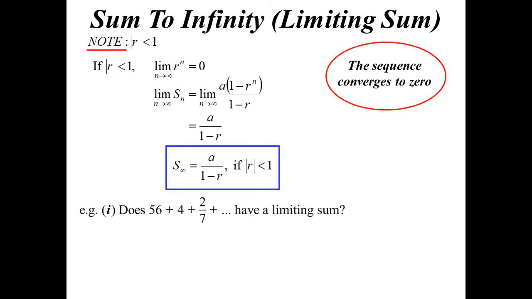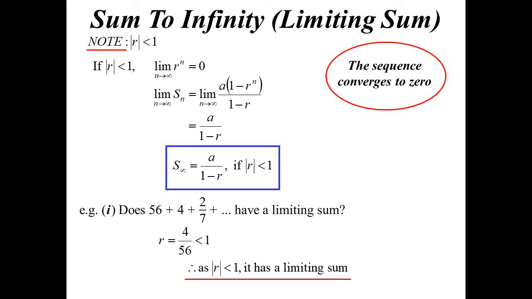So the question is, does this have a limiting sum? That's the sort of thing they like to ask, to see if you know the definition. And we basically have to see if it has a ratio that is less than 1. Now, this one, 4/56, is less than 1. I suppose we should check that 2/7 divided by 4 is also 4/56. So, yep, it has a limiting sum.